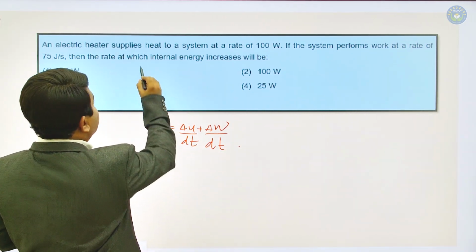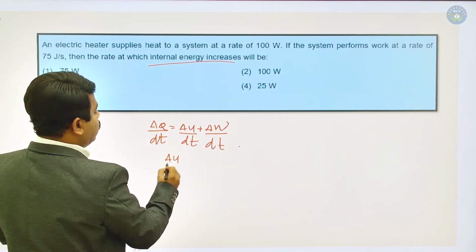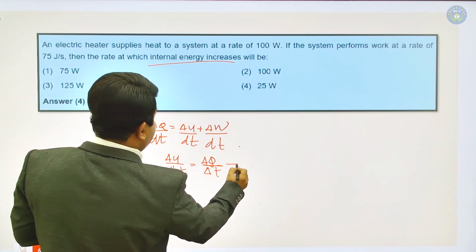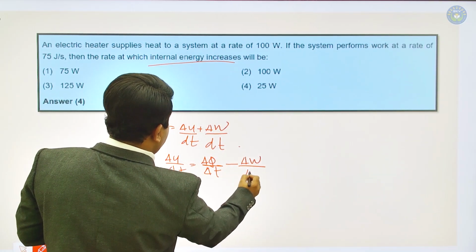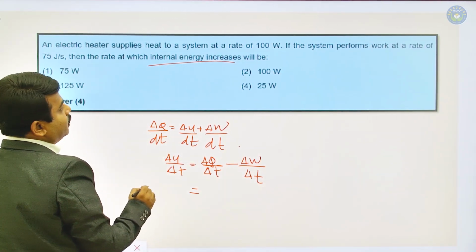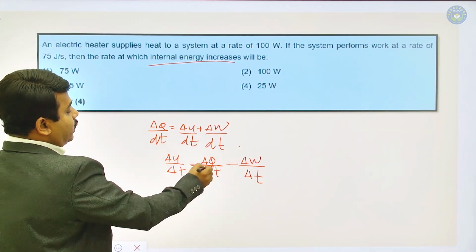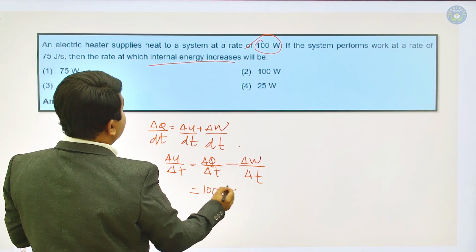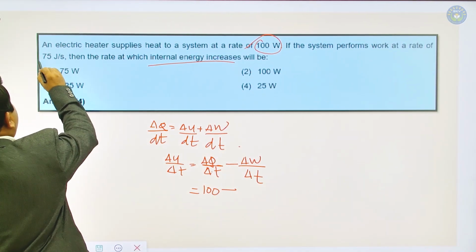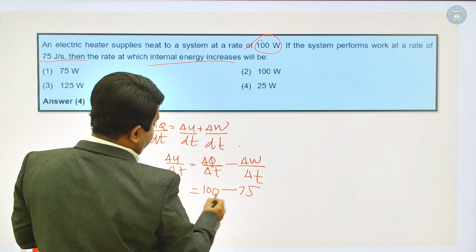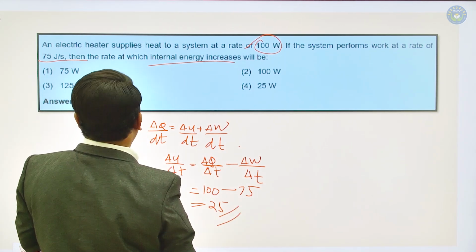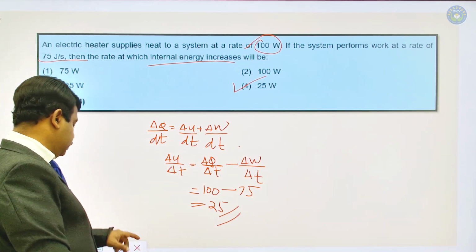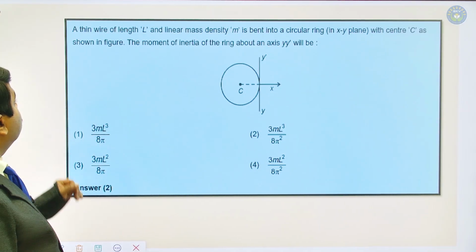We want to find the internal energy rate only. Then delta U by delta t is equal to delta Q by delta t minus delta W by delta t. Quantity of heat given at a rate, that is power, they have given 100 watt, 100. Work per time, that is 75 joules per second, that is 75. Then the answer is 25. Then which is the option? 25. Option 4 is correct, right? All right. Now let us go to question number 35.